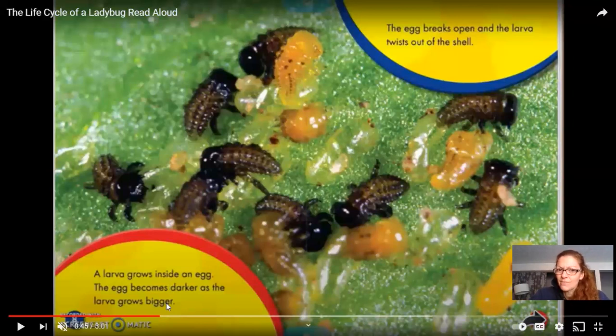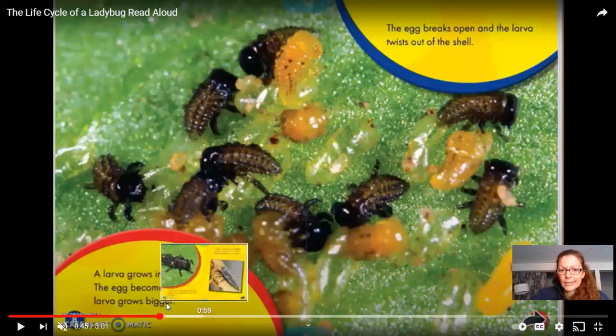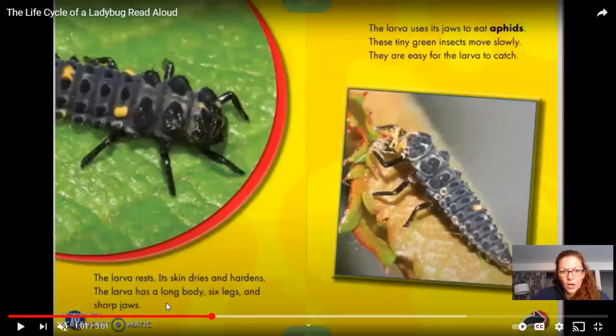All right, so the egg, the larva. Let's keep going. Oh, the larva rests. Its skin dries and hardens. The larva has a long body, 6 legs, and sharp jaws. You see it? The larva uses its jaws to eat aphids. These tiny green insects move slowly. They're easy for the larva to catch. So look at this larva. Still does not look like a ladybug.